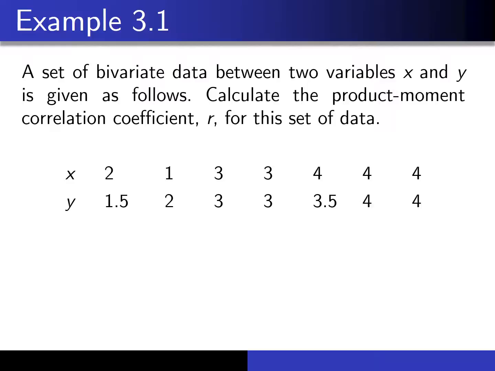We will now look at an example which illustrates how we can use a graphing calculator to calculate the product moment correlation coefficient for a set of bivariate data. A set of bivariate data between two variables, x and y, are as shown on the screen. Calculate the product moment correlation coefficient, r, for this set of data.